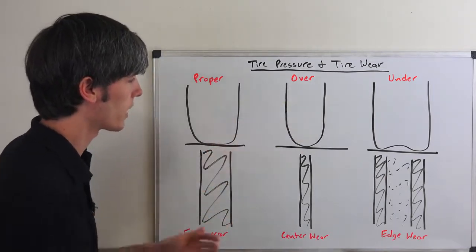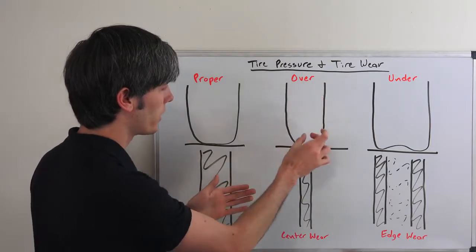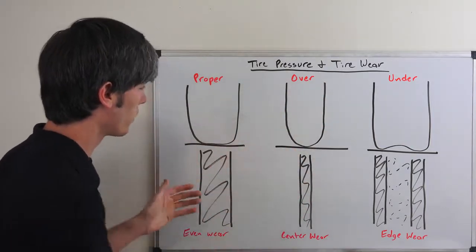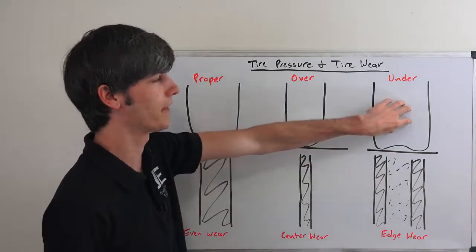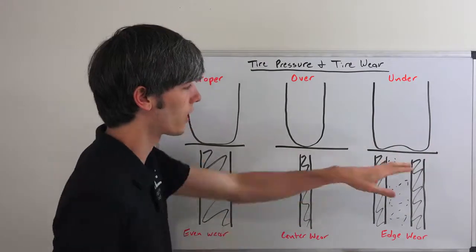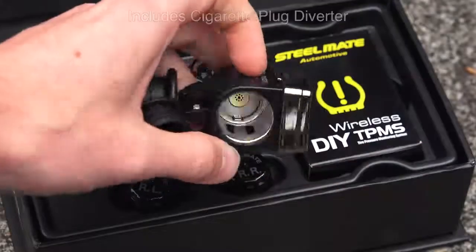An overinflated tire, you're going to have more pressure on the center of the tire, and as a result, you're going to wear down that center strip and have wear on the center of the tire rather than an even distribution of the wear. And then an underinflated tire, you're actually going to have increased pressure on the outsides of the tire, on the edges, and so as a result, you're going to wear out those edges first on that tire.